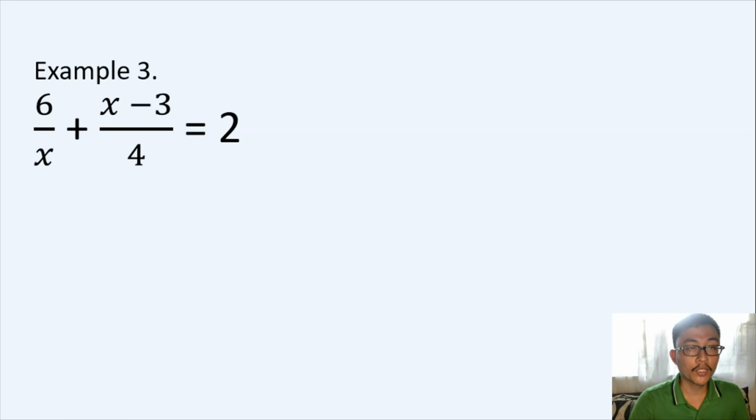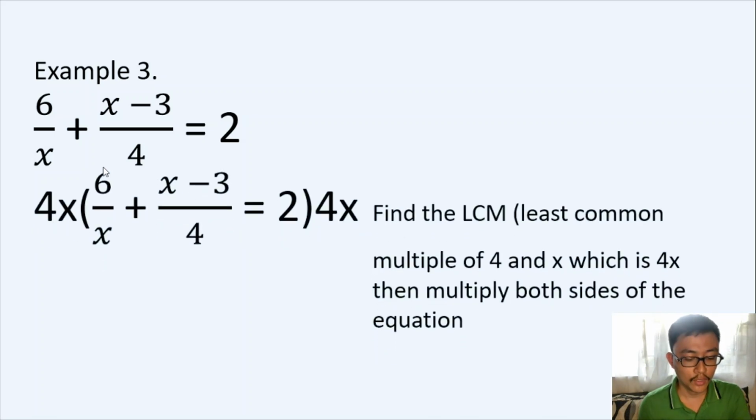Example number 3 natin, this is an example of a rational algebraic equation, for a simple reason na meron na siyang denominator. So in this case, you have 6 over x plus x minus 3 over 4 equals 2. Ang first step natin dyan is hanapin natin yung least common multiple ng denominator. So ang denominator natin, we have x and 4. So ang ating LCM dyan is 4x.